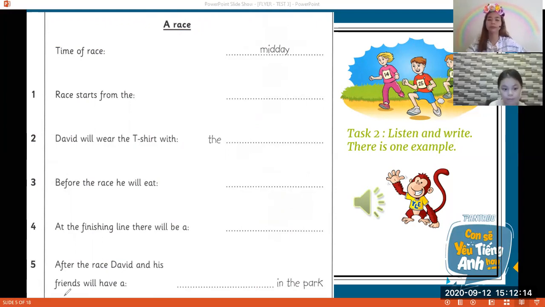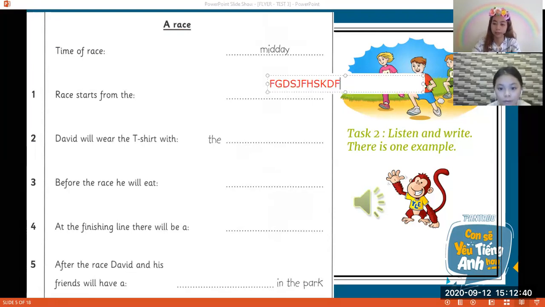Okay, so can you see the picture? Yes. So here, you're going to listen and write, okay? You can type your answer, right? You can type it here on the lines. Just like this. No, I cannot. How about in the chat box?